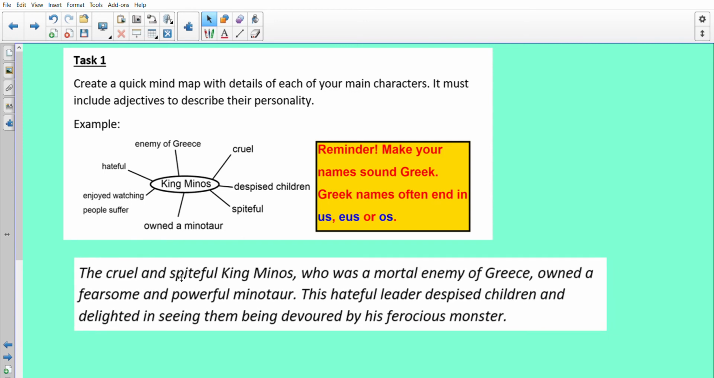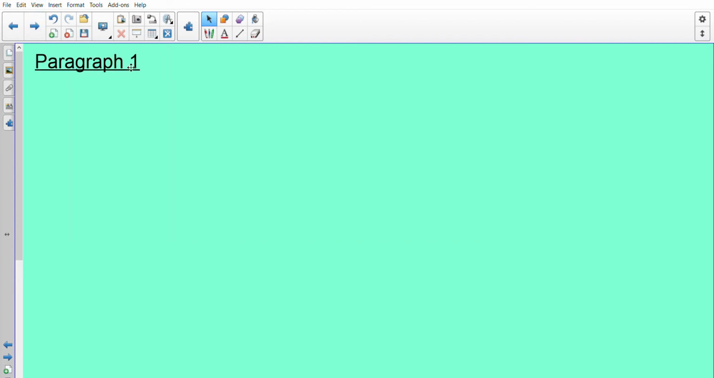I gave a little example here. The cruel and spiteful King Minos, who was a mortal enemy of Greece, owned a fearsome and powerful Minotaur. So we're getting into a bit of a description of the king, cruel and spiteful, and then telling us a bit more about what was so horrible about him. Right, I'm going to show you how you could start your first paragraph, and then I'll leave the rest of it to you. So I'm just going to do a bit of a modelled write.